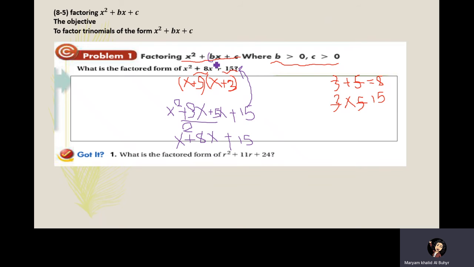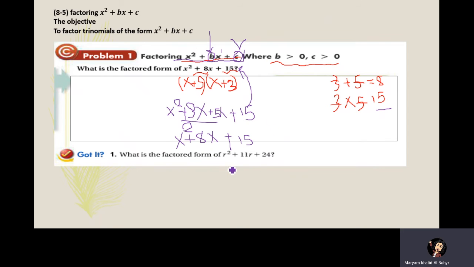Let me repeat for you what I said. Can you see this b, which is beside the x with power 1? Think about two numbers. Once you add them, you will get this b. And this c, that is alone without any variable, in the polynomial of this form: think about the same two numbers. Once you multiply them, you will get 15. This is the idea.